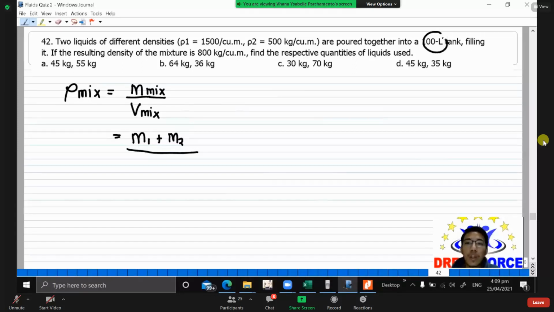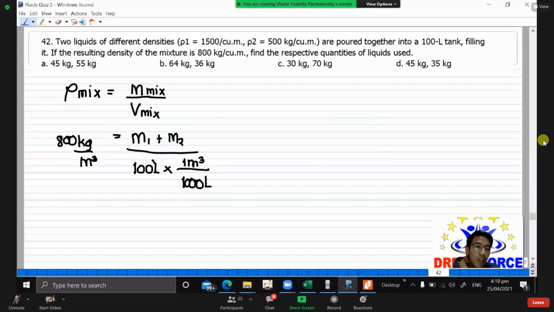Ano yung volume ng mixture natin? 100 liters. Dapat pupunuin niya yan. So meron tayong 100 liters. Yung 100 liters, i-convert na lang natin into cubic meters. So in 1 cubic meter, meron tayong 1,000 liters. Saan siya equal? Sa density ng mixture, that is 800 kilograms per cubic meter. So eto cancel, then cubic meter to cubic meter cancel. Meron ka na lang anong natira dito? 80 kilograms. That is equal to M1 plus M2.